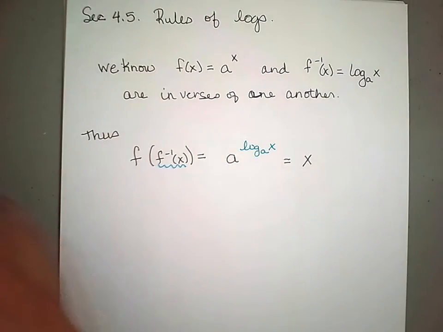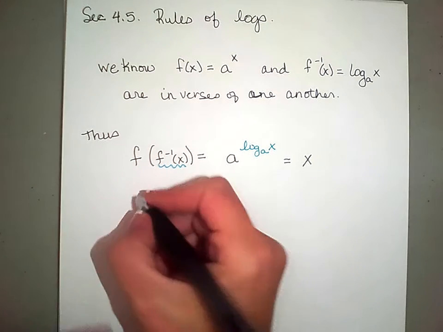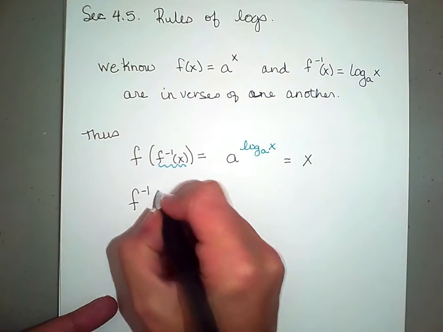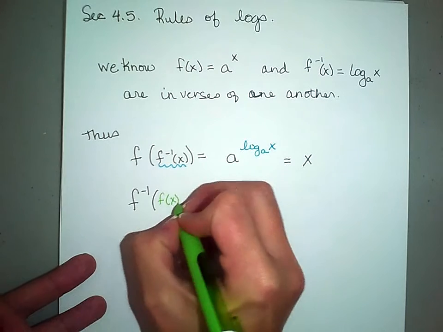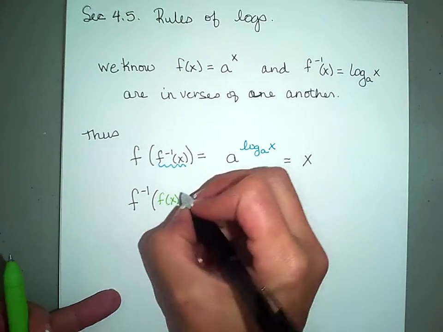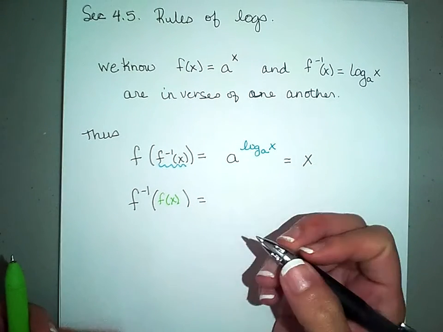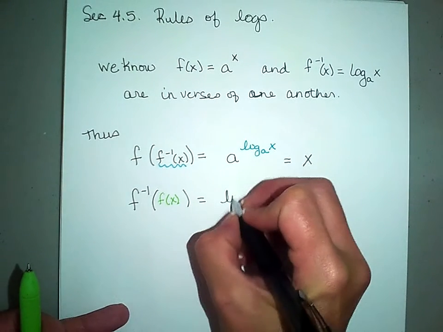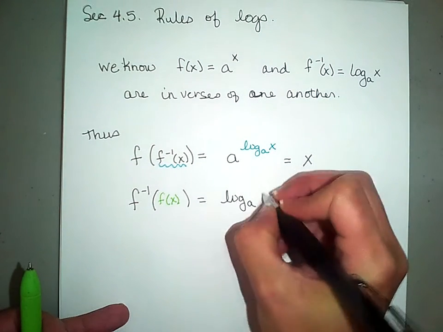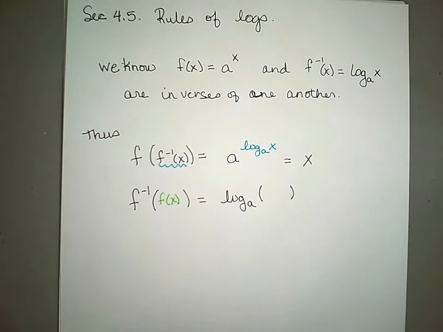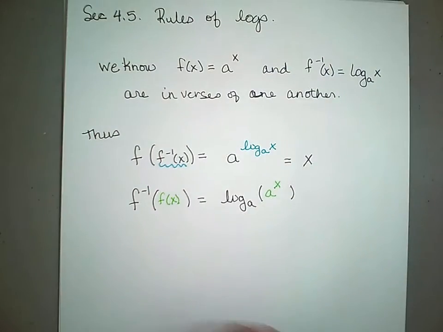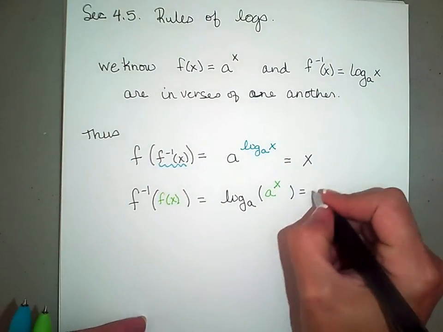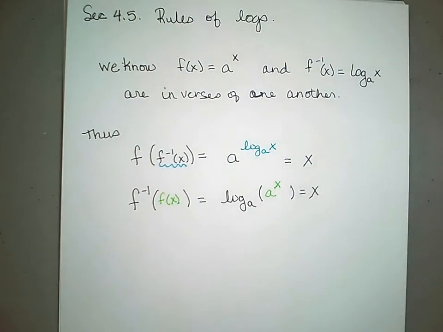And we could do it the other way as well. We could say, let's take f inverse, and into it I want to put f of x. So the way that would look is I would take the log base a, and into it I would put a to the x, and by definition then, that must be equal to just x.